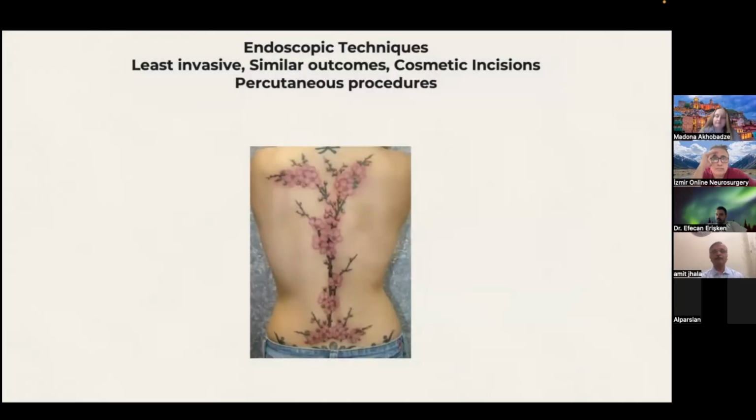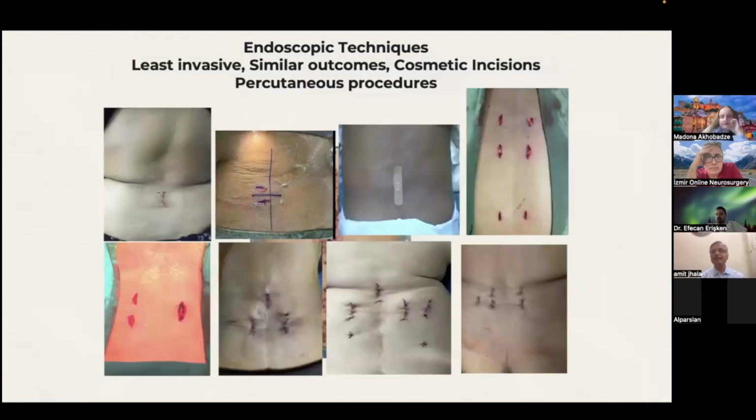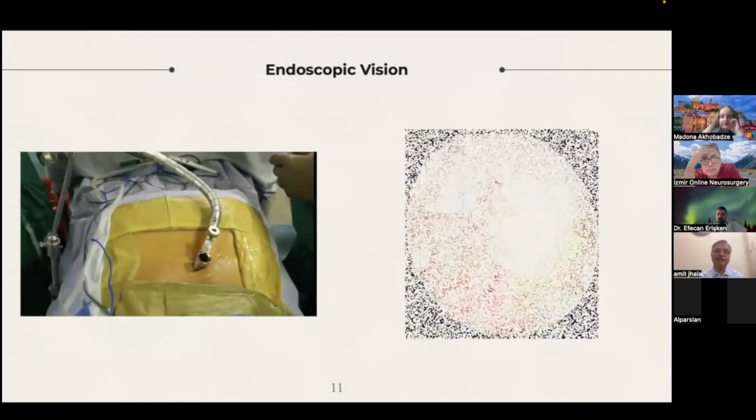Coming to this evolution further, the minimalism has further evolved from an MIS technique to an endoscopic technique that we are doing as of today, which is the least invasive, which gives a similar outcome as an MIS TLIF, with cosmetic incisions and sometimes totally percutaneous procedures. So it has totally changed, right from big incisions and big scars. We have come to the era where we can just do all these fusions percutaneously. So there is a vast change from where it all started.